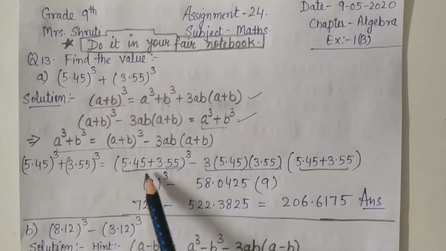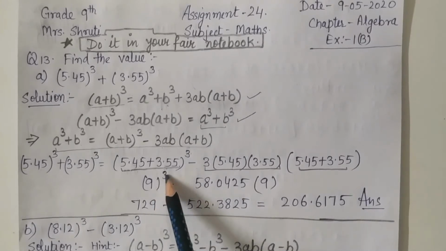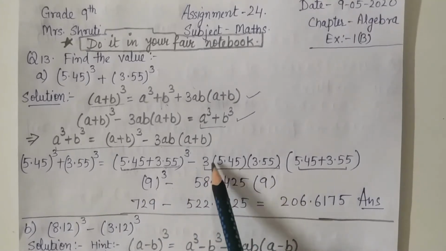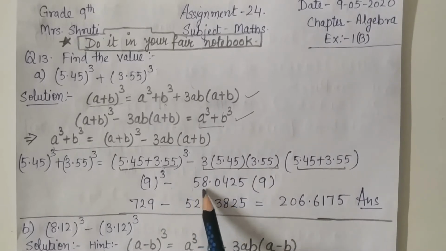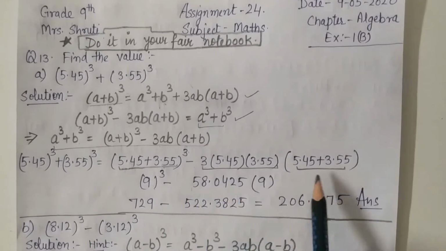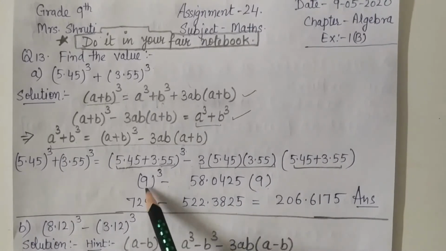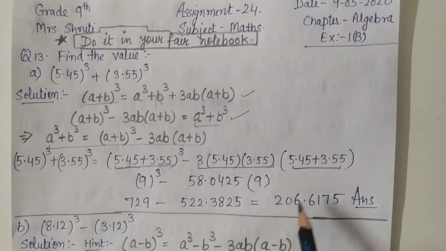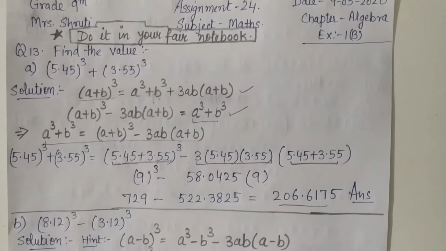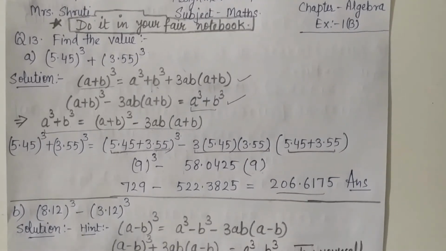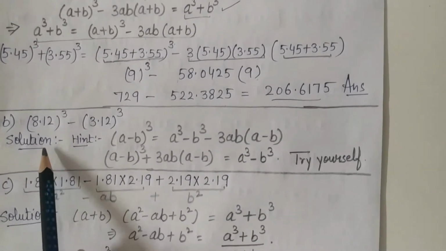Afterwards solve it. By calculation when you add it, you get 9 of cube minus, now do the multiply of these three numbers, then by this you got 58.0425 and add of this one, it's 9. Then do the multiply of these numbers and 9 of cube is 729. Afterwards subtract it, you got the answer. Is that clear? Here is nothing you have to do, just put the values in your formulas and solve the calculation.